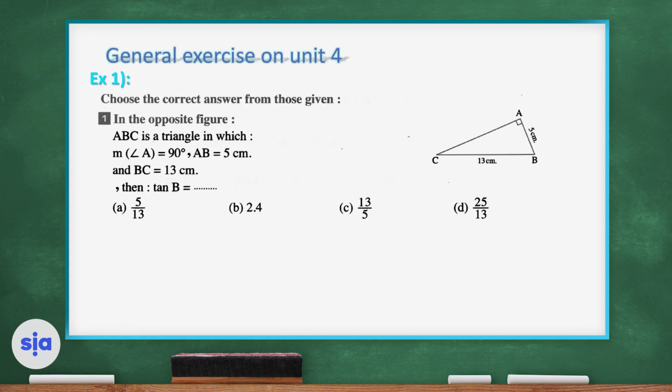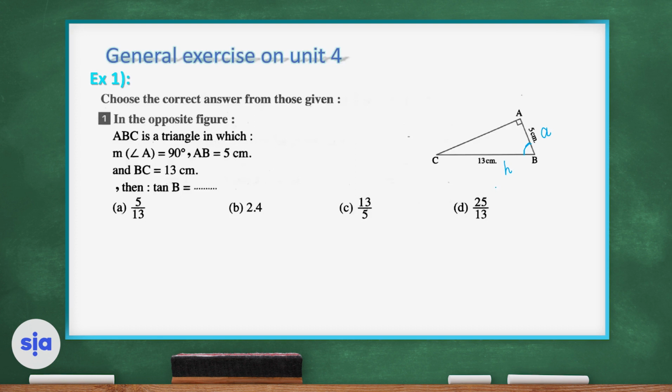In question 1, the question says in the opposite figure, ABC is a triangle in which angle A is 90 degrees, AB is 5 centimeters long, and BC is 13 centimeters long. The question here wants you to find the value of tan B. So, when you check angle B, you will see that AB is the adjacent and BC is the hypotenuse.